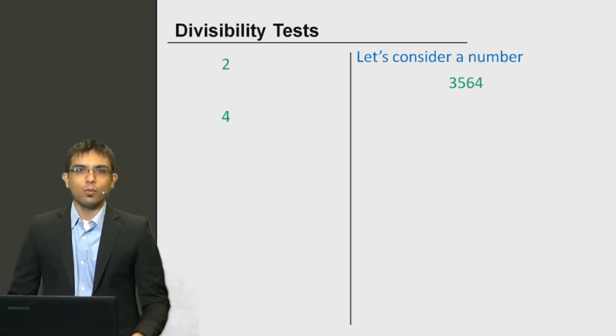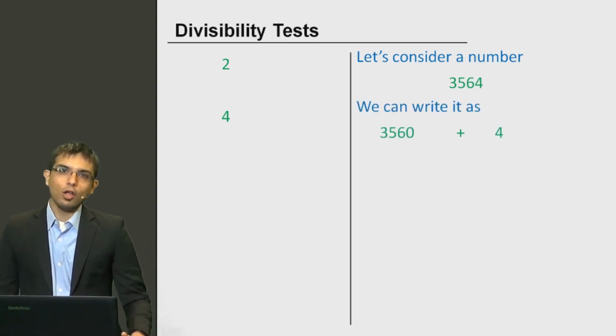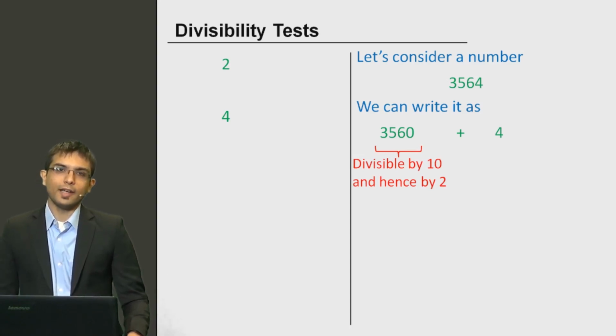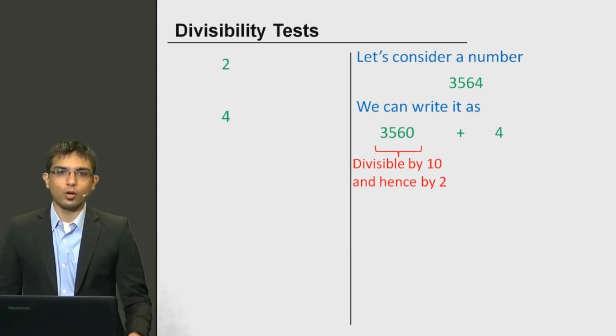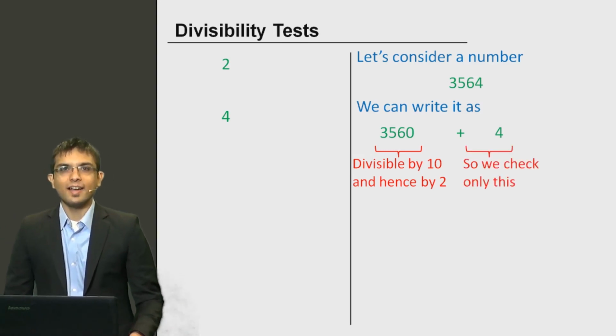To check this, what we can do is write down 3564 as 3560 plus 4. Now we know that 3560 is divisible by 10. If a number is divisible by 10, then it must be divisible by 2. So we know that 3560 is divisible by 2. The only part which is left is 4. So you just need to check whether 4 is divisible by 2 or not, and that's why the divisibility rule of 2 is: last digit divisible by 2.